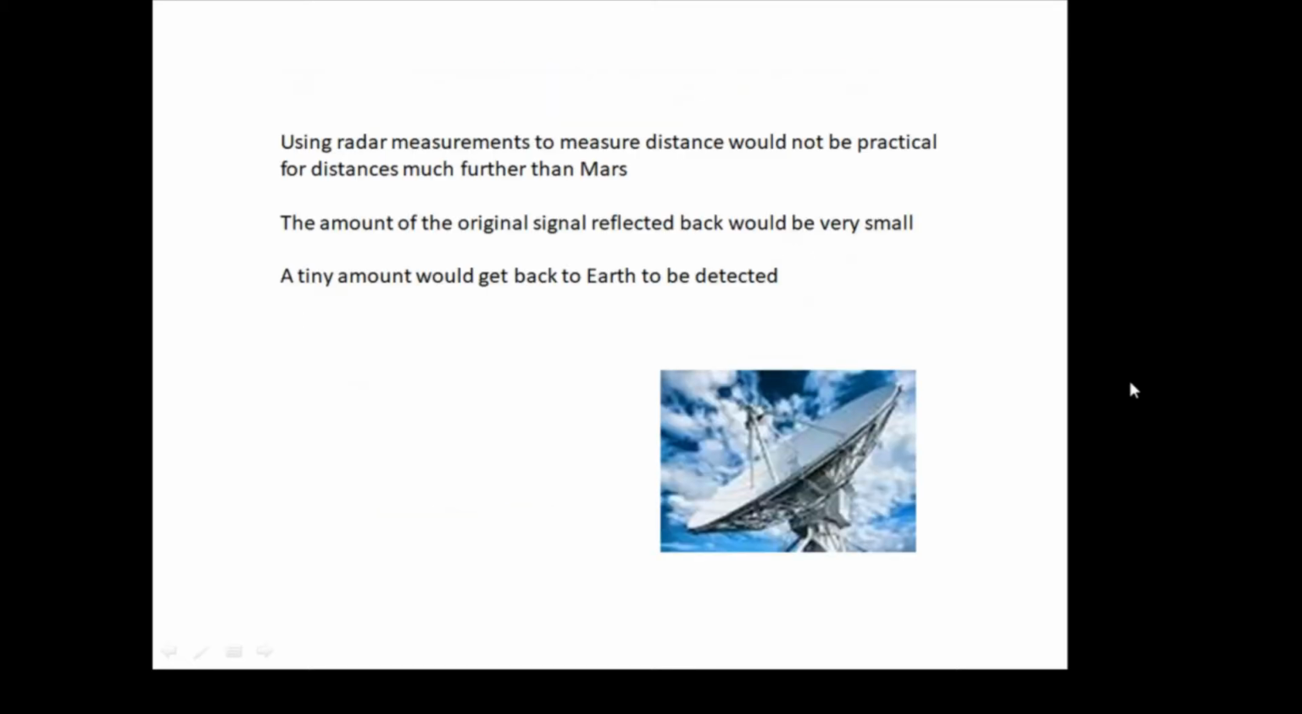Using radar measurements to measure distance has its limitations. Apparently you can use it to measure how far away Mars is and perhaps a few objects in the asteroid belt, but further than that, not really. Why? Because you're sending out a radar signal. The signal will get weaker and weaker the further it goes. A tiny fraction of that will be reflected back, and then the actual signal which gets back to Earth would be very, very weak. So there are limitations to using radar.